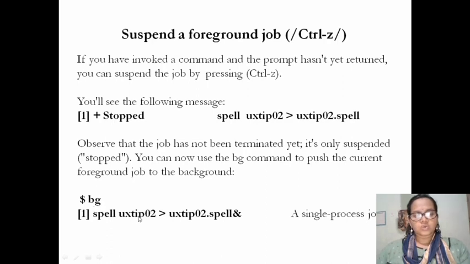While giving BG, you can see that an ampersand is given over here. So it will say that it is a single process job. The ampersand at the end of the line indicates that the job is now running in the background. As soon as you give this, it will not be stopped. In fact, it is suspended and it makes the file or command run in the background. First and foremost, you have to look whether it is given with an ampersand. So a foreground job goes to the background first with Ctrl Z and then with the BG command. This is how your background things will be working.